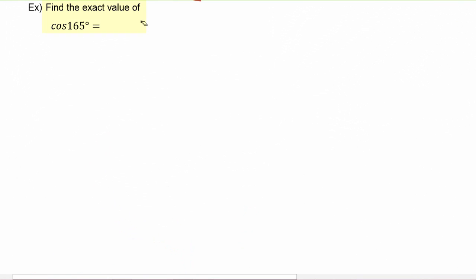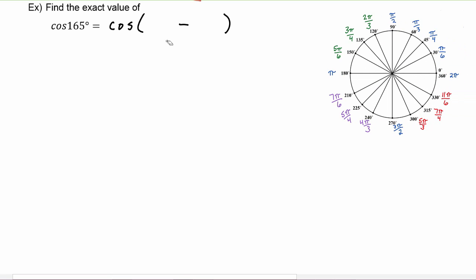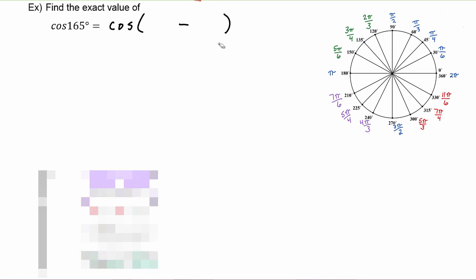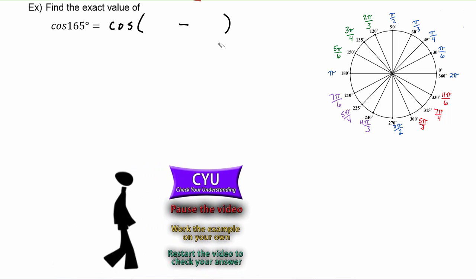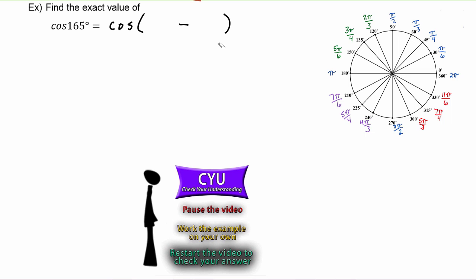In this next example, you have to find the exact value of cosine of 165 degrees. So our goal is going to be to write this as the cosine of the subtraction of two angles whose sines and cosines we do know. And in this case, you'll use degree measure angles. So think your way around the unit circle and try to find two angles that would subtract to be 165, and those two angles have to be angles that we know all the trig function values for. It's CYU time, so pause the video, work the example on your own, then restart the video to check your answer.